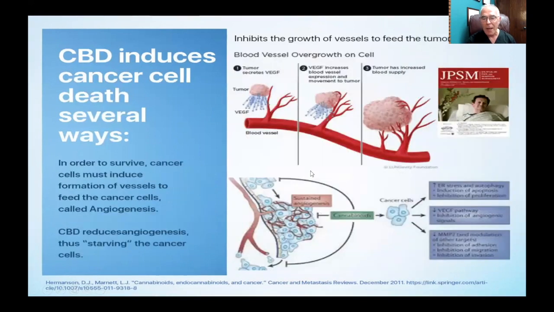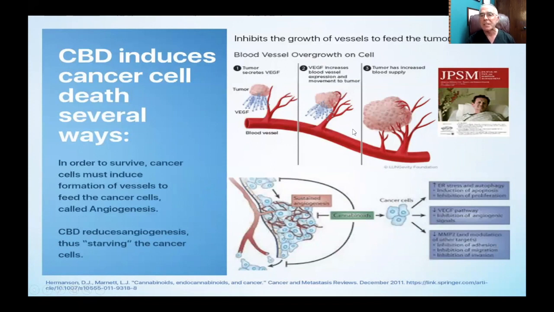The second way CBD induces cancer cell death is to try to starve it. Basically, when you have a cancer, a tumor forming, you have to have vessels grow to the tumor to feed the tumor. So pretty soon you get a lot of vessels and more vessels.